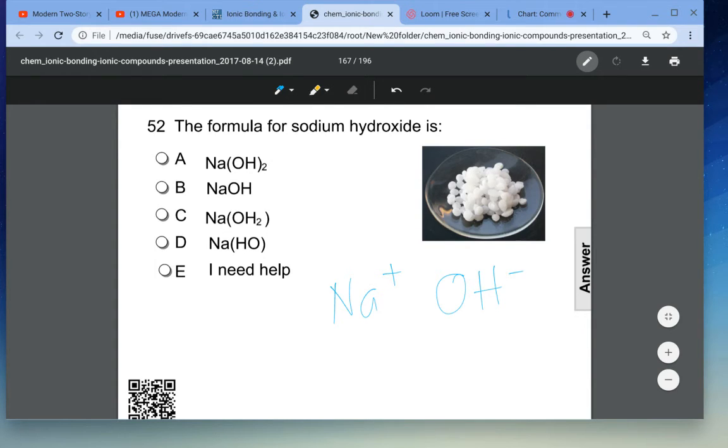Crisscross. This should be an easy one. Okay? And see what you come up with. Okay, so one has a charge of +1, one has a charge of -1, just crisscross, and we get this as our formula. And that, my friends, should be your final answer, should be B.